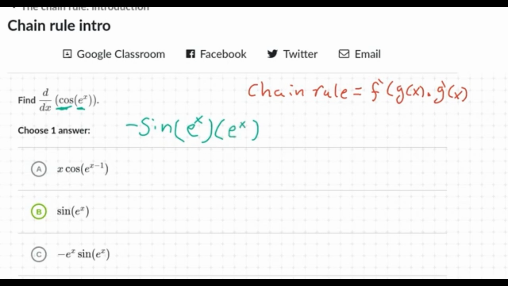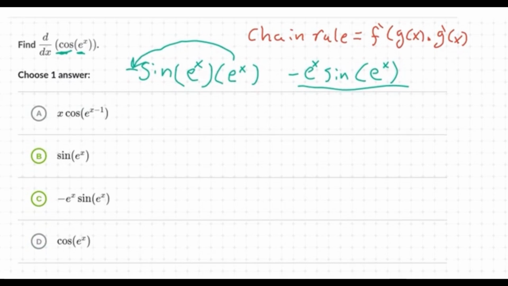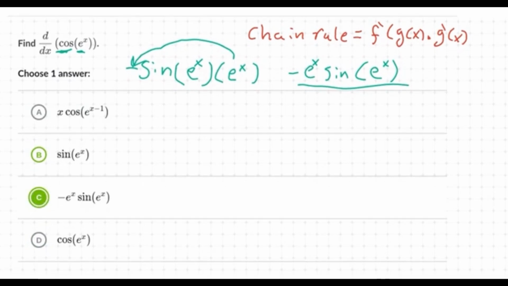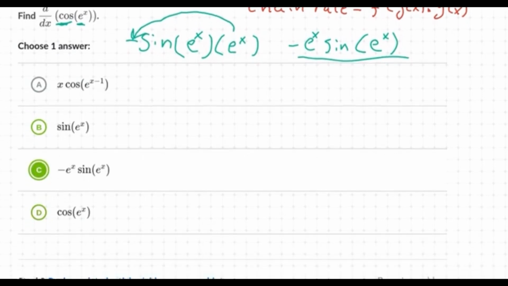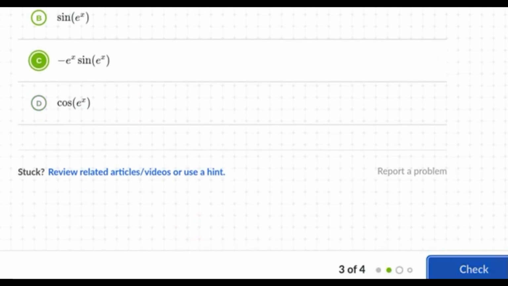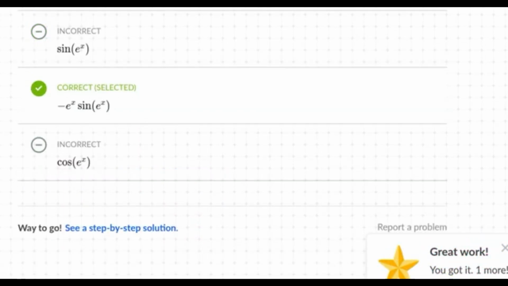Now we just need to change the place of e^x. So we switch it to the front. So negative e^x sine in brackets e to the power of x. So that will be our final answer. Now let's check it out here. So that will be our answer. Let us check it. And we got it correct.